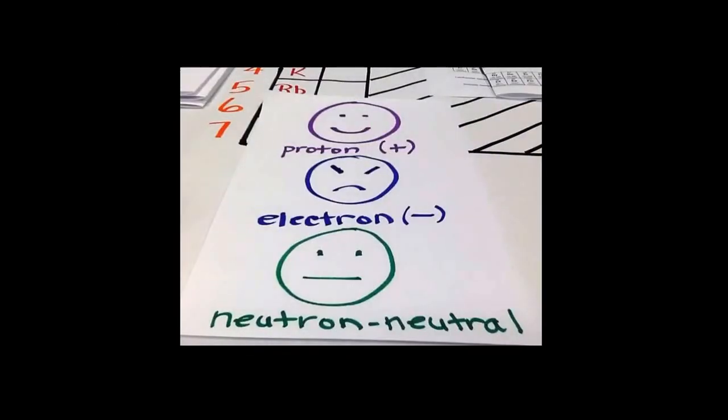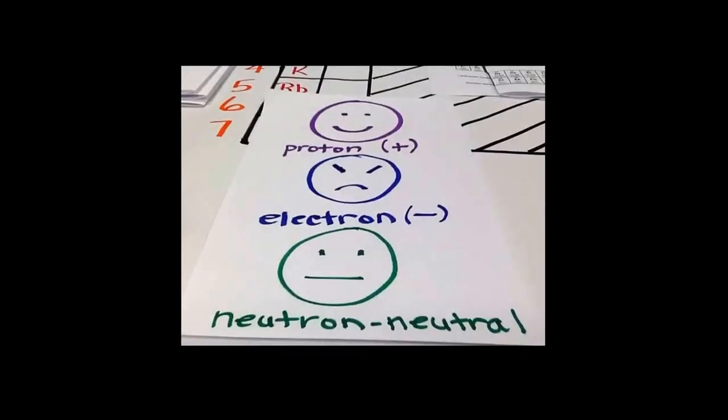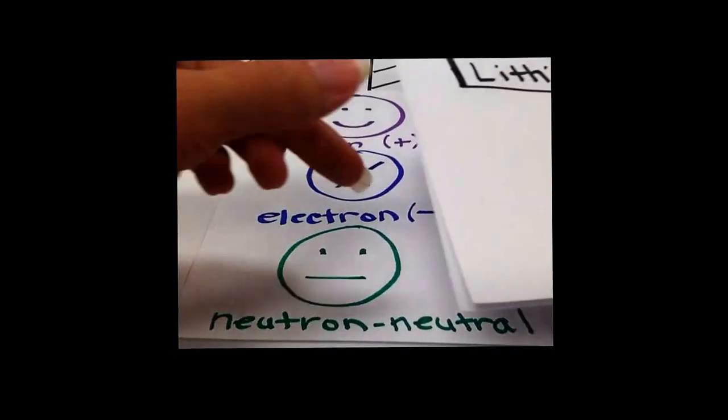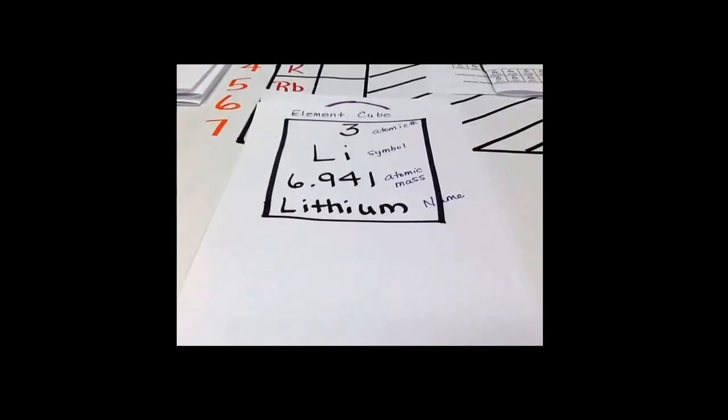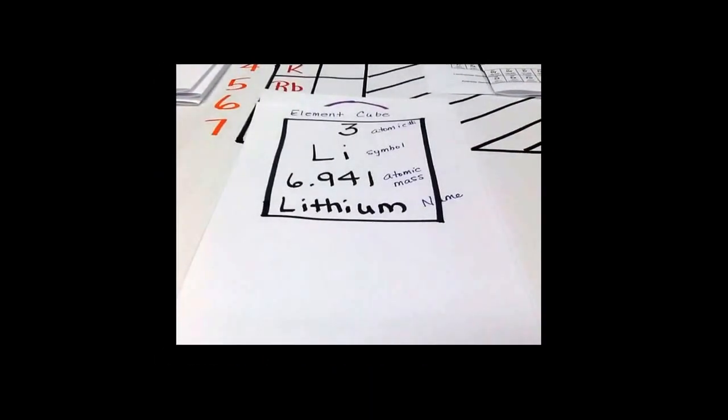Okay, now that we understand the basic structure of an atom and we understand protons, electrons, and neutrons and their charges, now we can take it a step further. So how do we know how many protons, electrons, and neutrons there are? Well, we use something called the element cube. The element cube has a lot of important information that we can use. But first we have to understand what it is telling us.